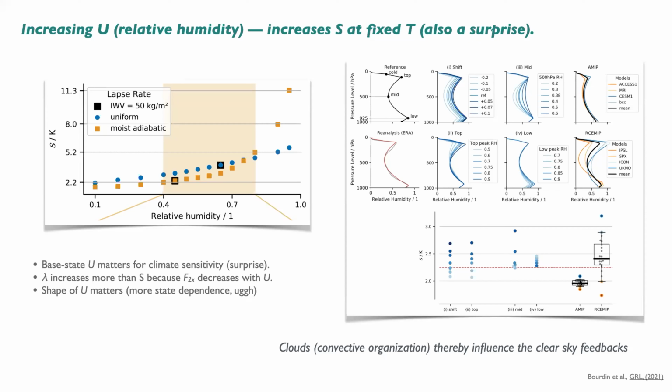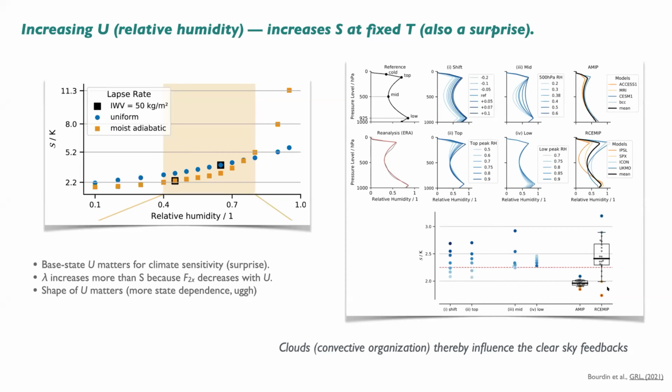And when you fit to things like AMIP models, what you find is that the AMIP models have maybe a 10 to 15% spread in clear sky sensitivity, just implied by their relative humidity changes, which aren't very big. But if you let the models loose and do things like RCEMIP, because of convective aggregation, we can get huge differences of humidities, which have huge effects on the clear sky feedback.